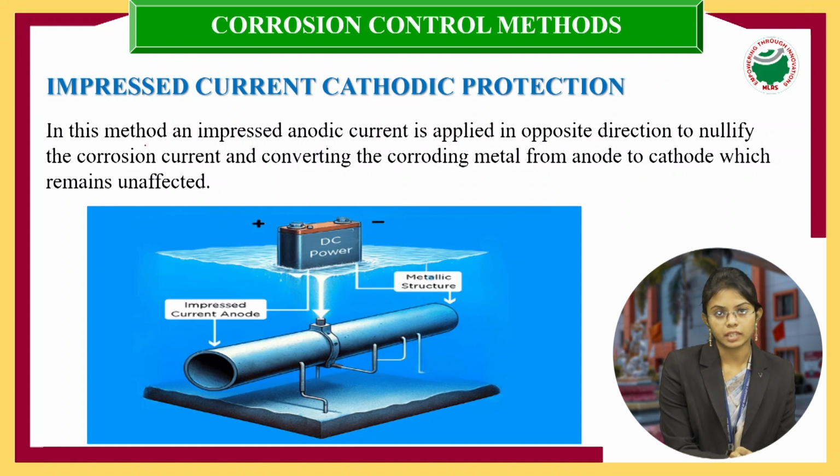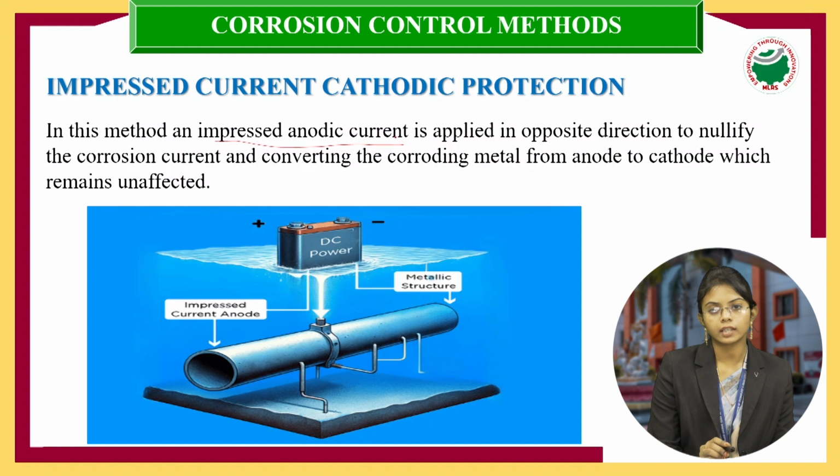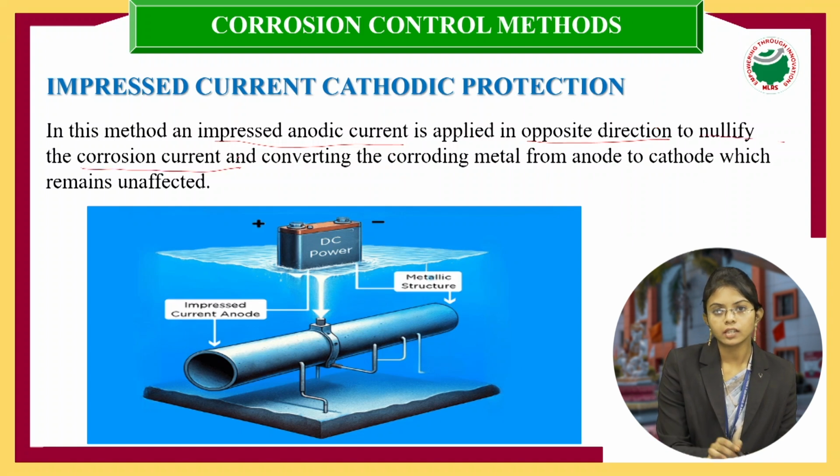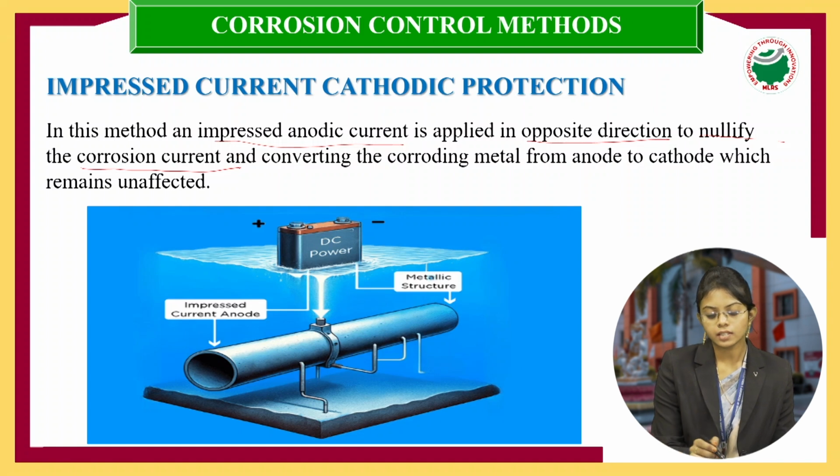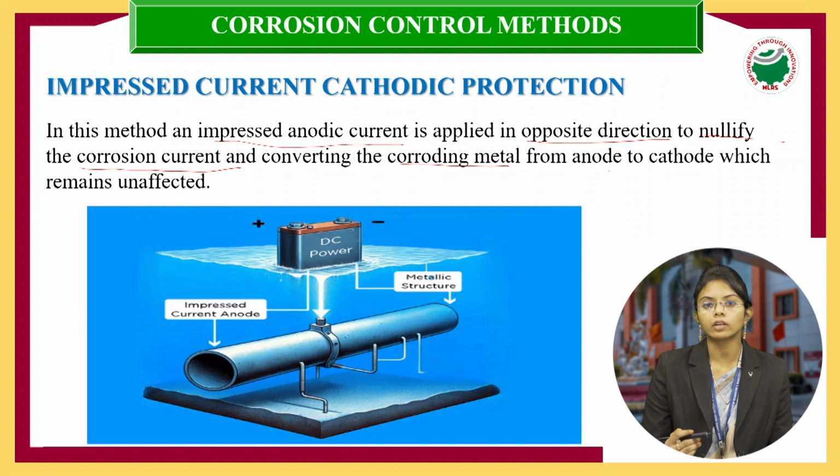Now see, in this method, an impressed anodic current is applied in the opposite direction. Why do we provide it? To nullify the corrosion current. Because of this, the metal that is getting corroded is converted from anode to cathode, which remains unaffected. When this metal is converted into a cathodic metal, it will be unaffected and corrosion does not take place.